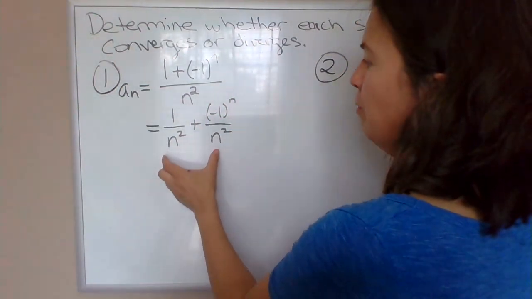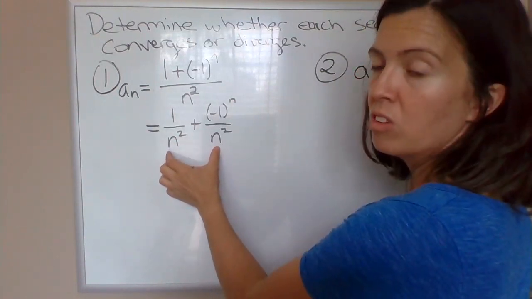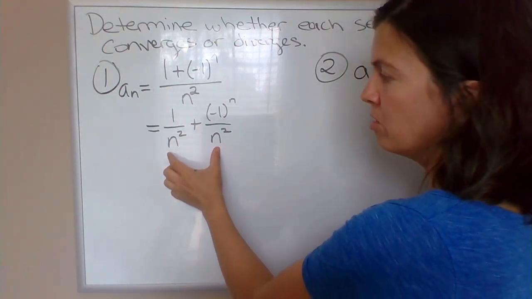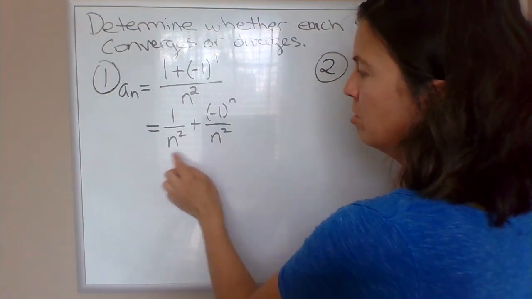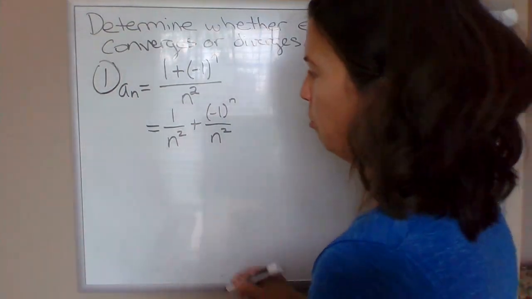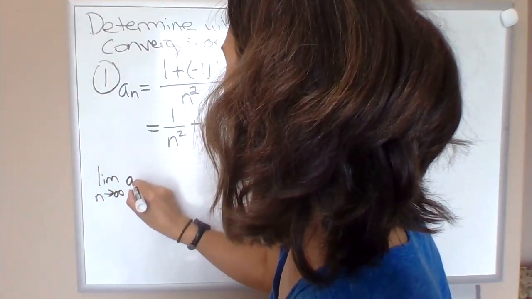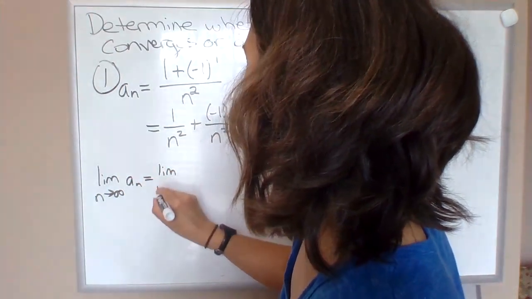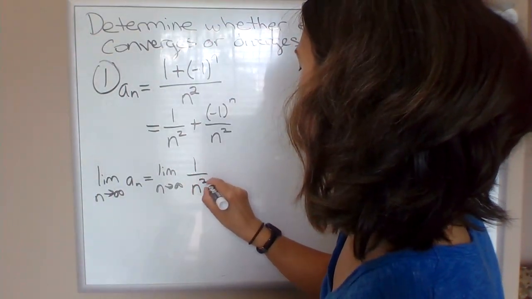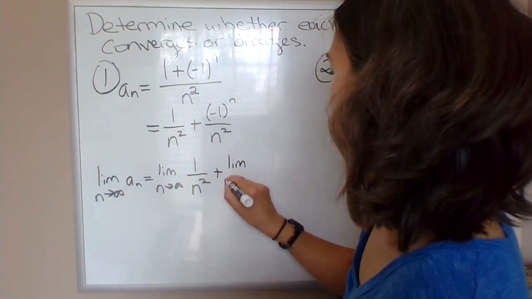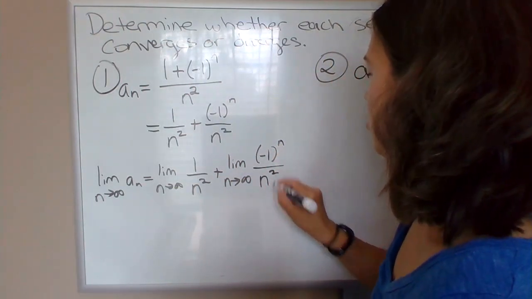And so now when we want to take the limit of the terms in this sequence, we could look at this as two separate sequences. That's one of your properties of infinite sequences, that the limit of the sum of terms is equal to the sum of the limits. So if we want to take the limit of the terms in this sequence a_n, we're allowed to look at this separately. Limit as n approaches infinity of 1 over n squared plus the limit as n approaches infinity of negative 1 to the n over n squared.